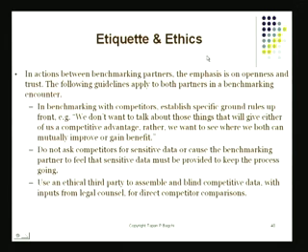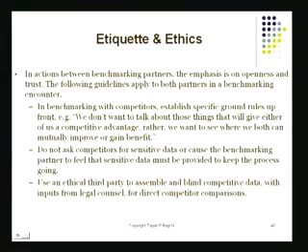The first and foremost, of course, is the etiquette and ethics. These are going to be very, very important. And how are they important? When you're benchmarking with competition, establish a specific ground rule right up front. Make sure you agree upon how you're going to be interacting. This is something you got to establish right up front.